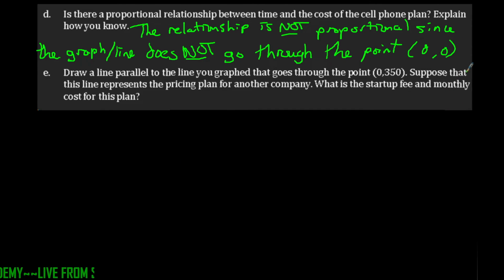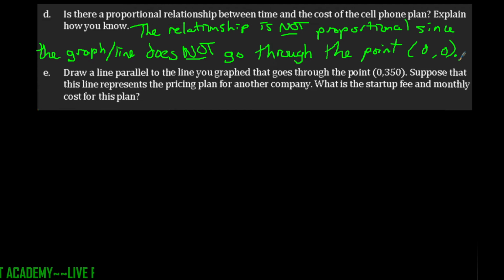If the way to tell it's proportional without looking at the equation or kind of looking at the situation, just be able to say, hey, when I graph it out, does it go through the point 0, 0? Yes or no? And then for the last part, on the last one, it says draw a line parallel to the line we graphed. That goes through the point 0 and 350. Suppose that this line represents the pricing plan for another company. What is the startup fee and monthly cost of this plan?